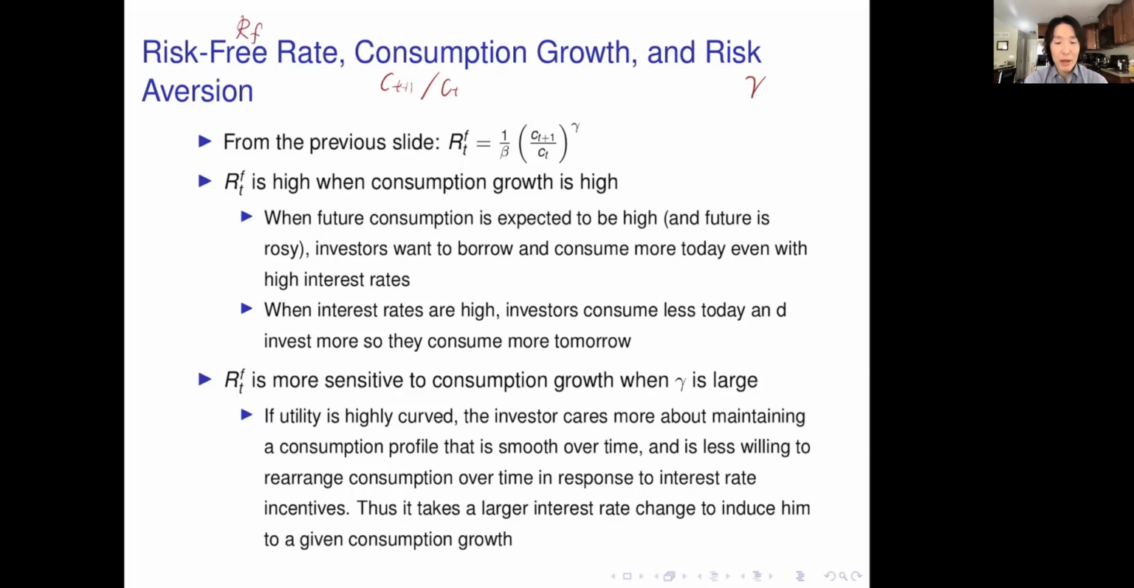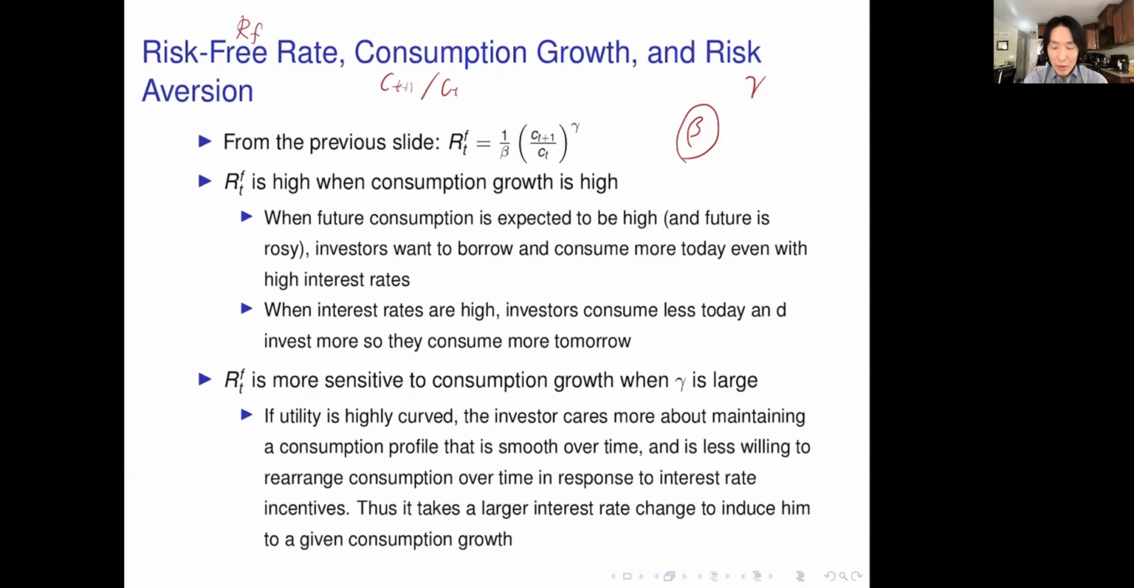So from the previous slide, we have risk-free rate as given as 1 over beta. I mean, what was beta? Beta was the discount factor, right? How investors discount future utility with respect to the current utility. We're not going to focus on beta here because beta is not a very interesting parameter to consider. 자, 그러면 베타에는 집중하지 않고요. 왜냐면 베타는 경제에서 별로 큰 의미를 갖는 상수는 아니에요.